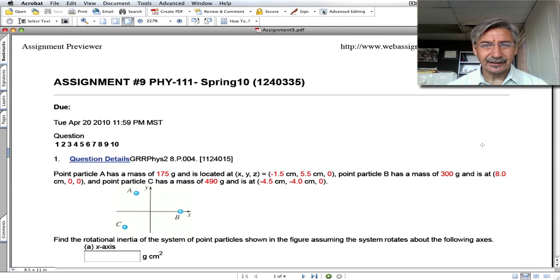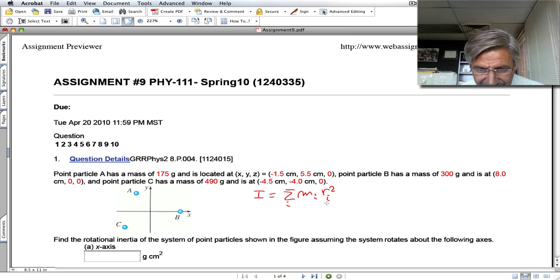Hello, this is assignment number 9 on a chapter about rotations. Question number 1 has to do with the calculation of a rotational inertia, and to calculate rotational inertia you need to add the masses of the system times the distance squared that the masses are from the axis of rotation, and this distance is the perpendicular distance.